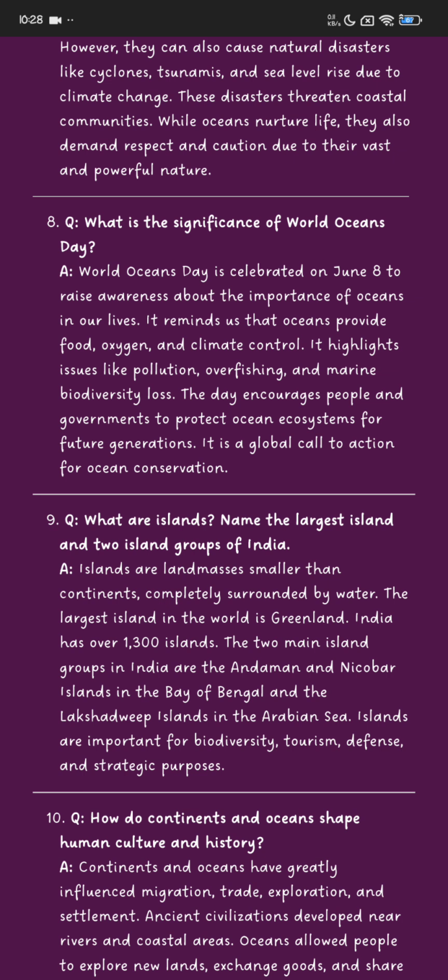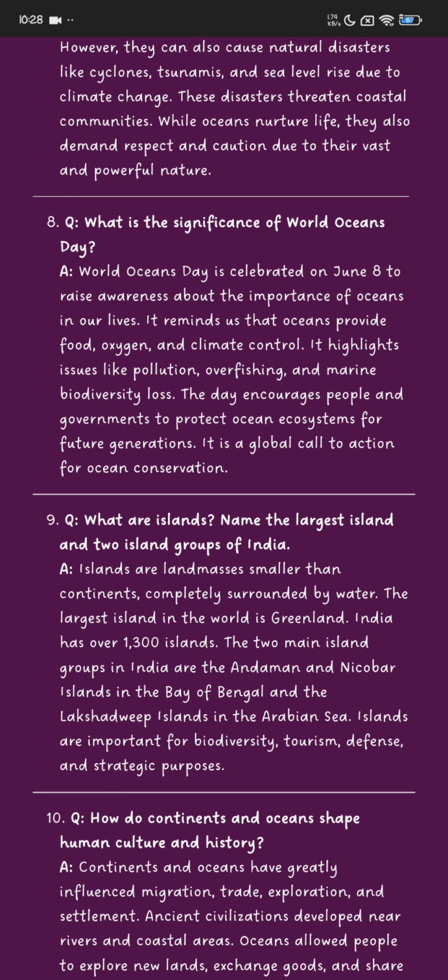Number 9. What are islands? Name the largest island and two island groups of India. Islands are landmasses smaller than continents, completely surrounded by water.